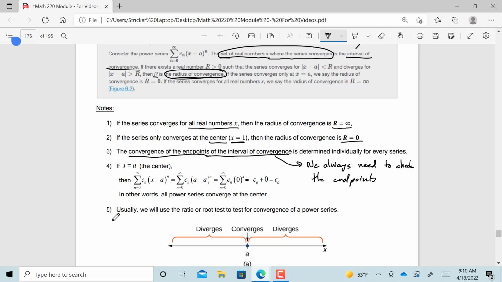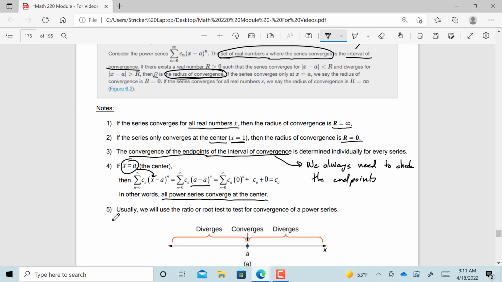Another thing. All series are guaranteed to converge at their center. All power series converge at their center. So say the center is x equals a. Well, if we plug x equals a into our series, then we get (a minus a) to the n power, and a minus a is 0, so we get 0 to the n power. Well, what do we get if we raise 0 to the n power? It depends on what that power of n is.